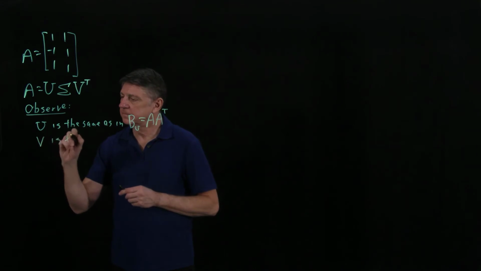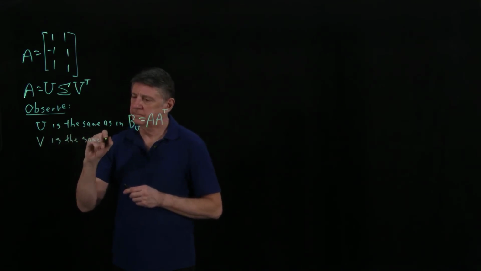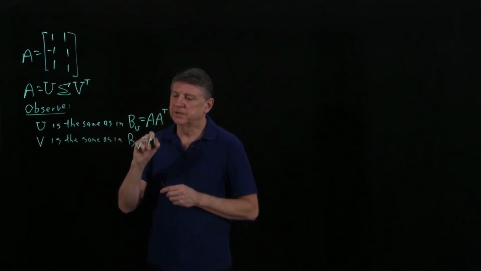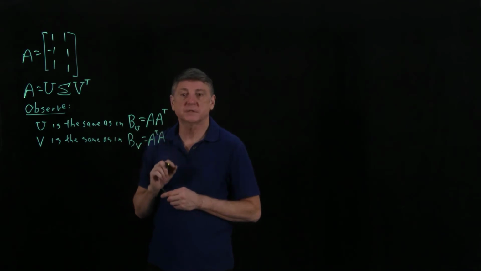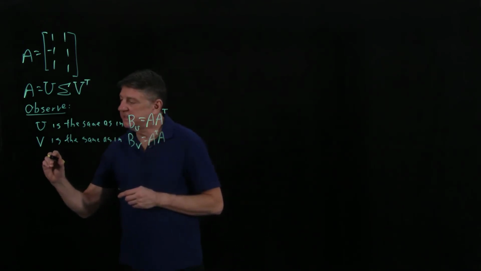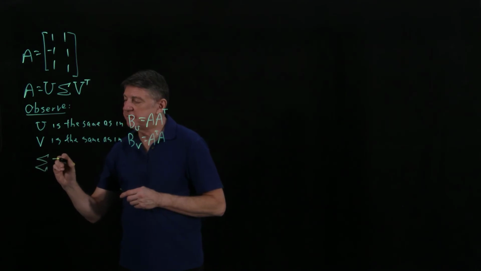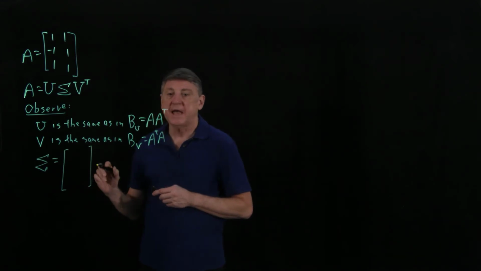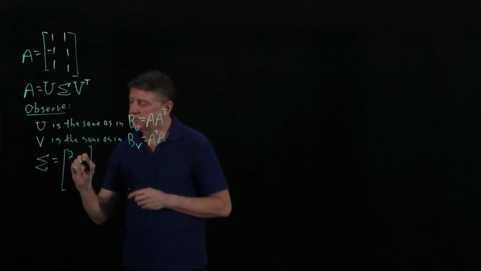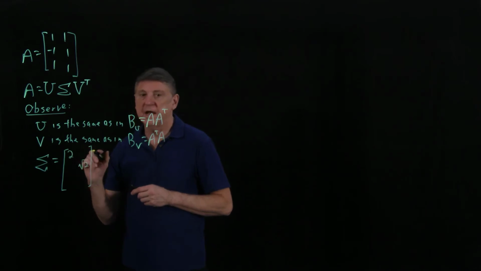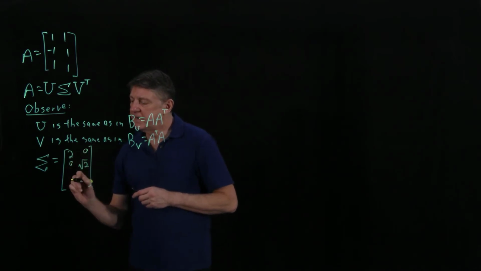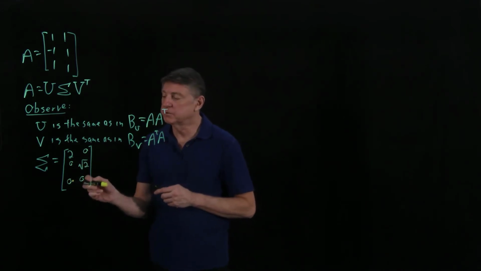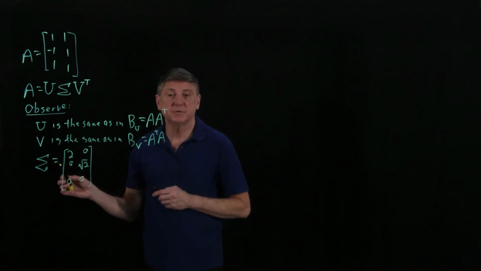V is the same as in BV, which was the left transpose matrix. And sigma has to have the same shape as A, which means it has to have 3 rows and 2 columns, and the singular values are 2 square root of 2, and then the rest of the matrix is 0. Now we can see the structure: it's padded on the bottom with zeros so that sigma still has the same shape as A.